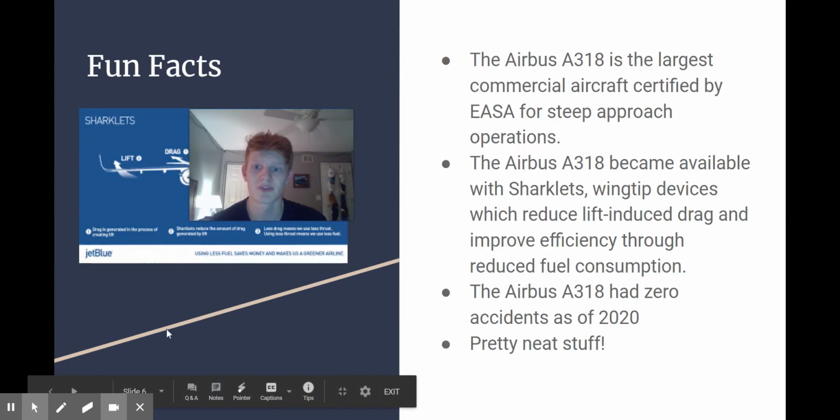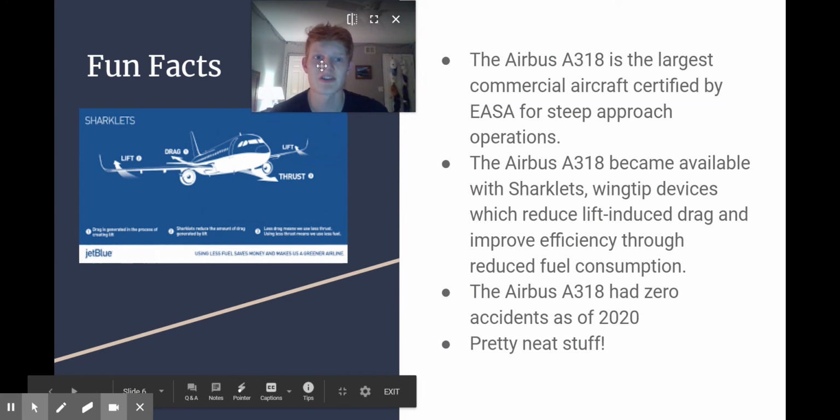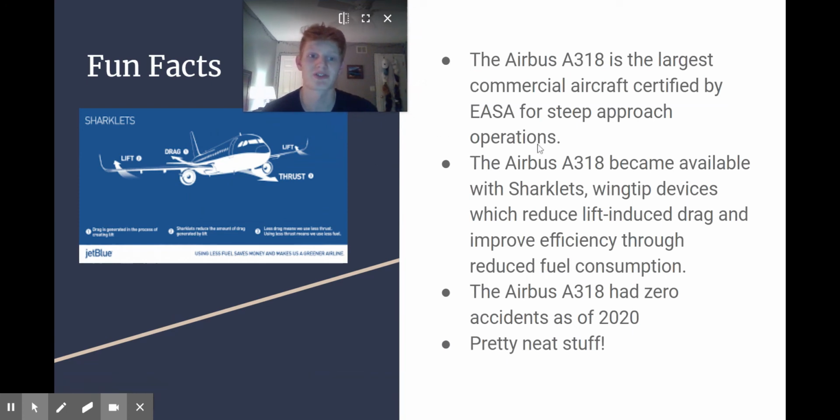Moving on to some fun facts. The Airbus A318 is the largest commercial aircraft certified by EASA for steep approach operations, which means that it can actually make flights into London Airport where this is necessary. The Airbus A318 became available with sharklets or wingtip devices which reduce drag and improve efficiency through reduced fuel consumption. And I put a little picture on the side here to see just how those sharklets work and reduce the lift, or I'm sorry, drag.